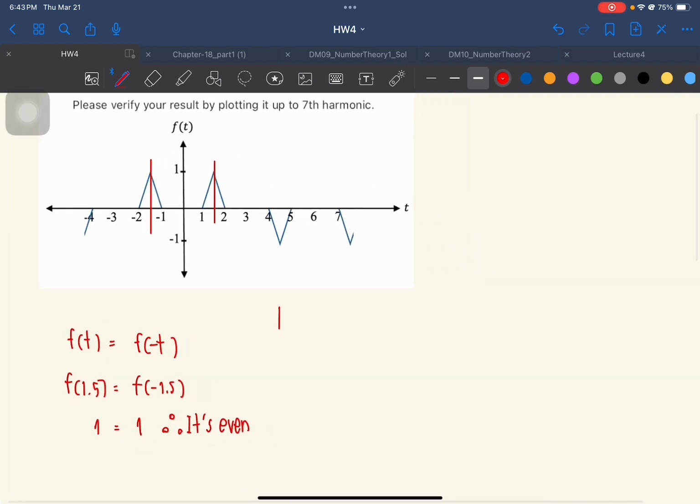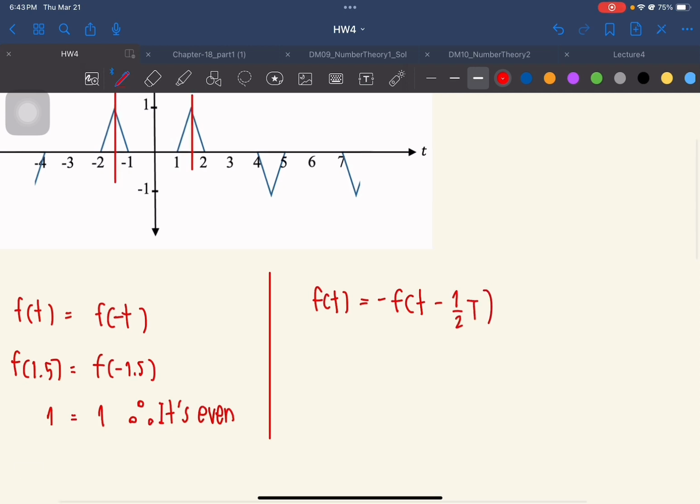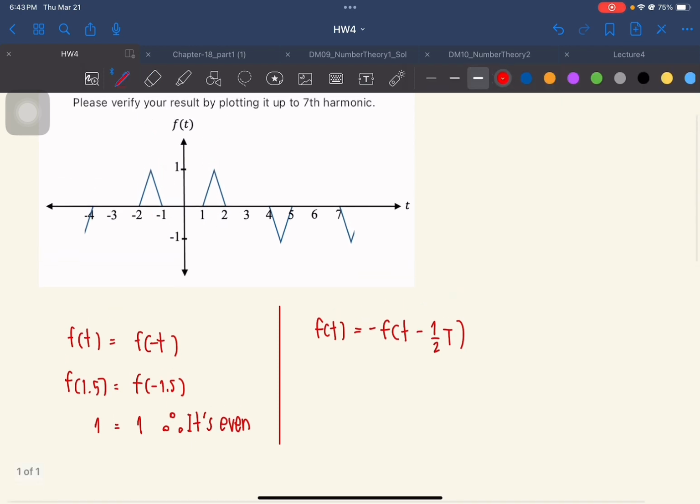It is an even function, and you want to know if it is half wave or not too, right? So we will use this equation. Okay, we don't know the period, so we will find the period. You will see that from this point to this point is one cycle of this graph, so that is our period, so the period is equal to 12.